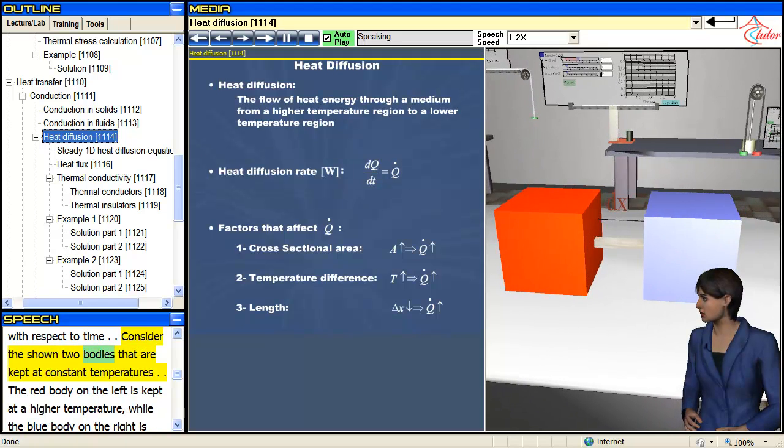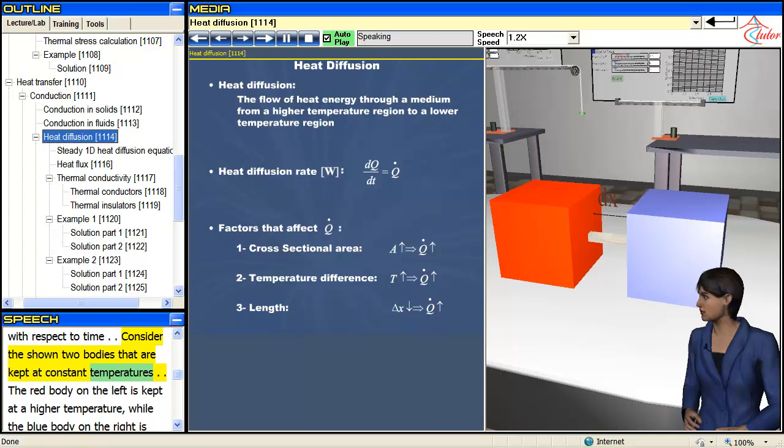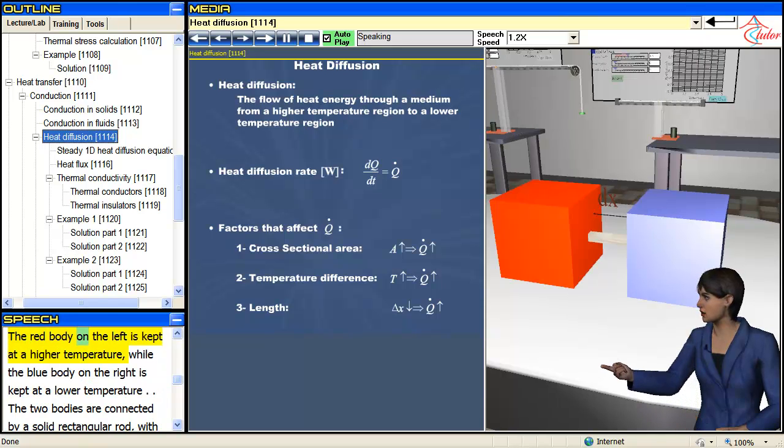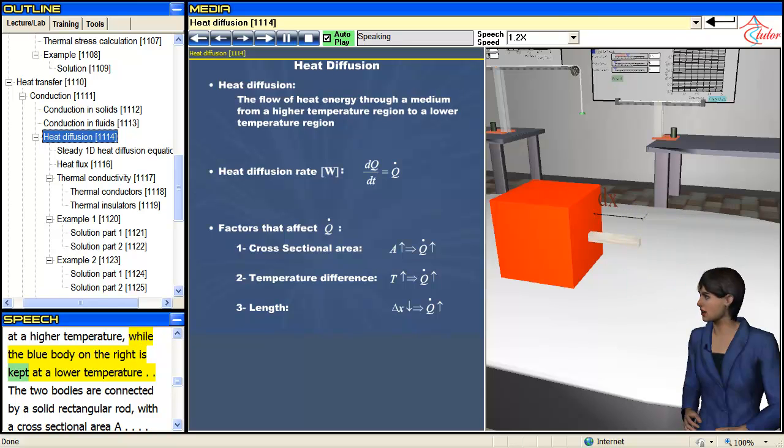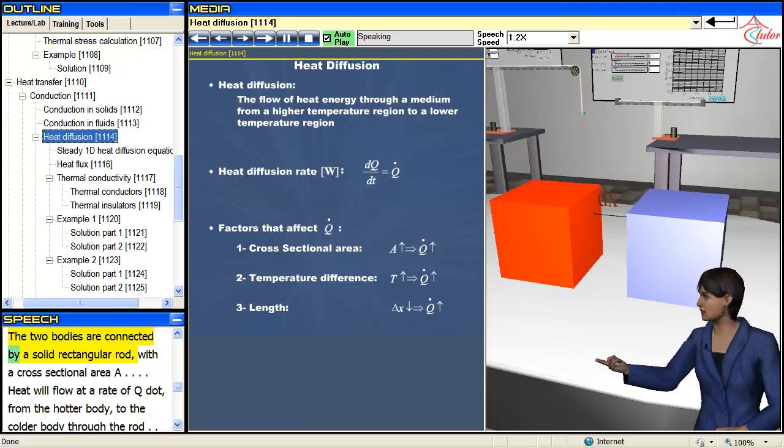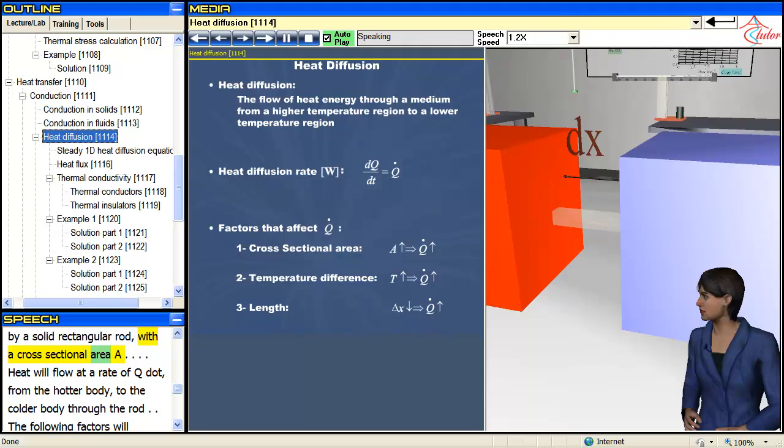Consider the shown two bodies that are kept at constant temperatures. The red body on the left is kept at a higher temperature, while the blue body on the right is kept at a lower temperature. The two bodies are connected by a solid rectangular rod with a cross-sectional area A.